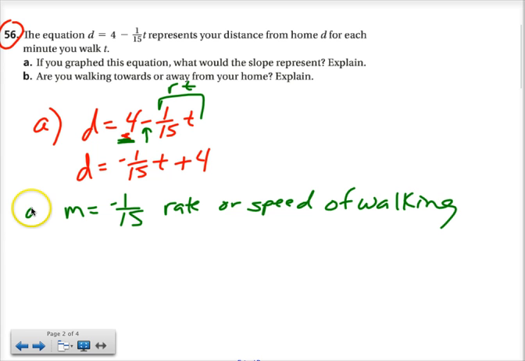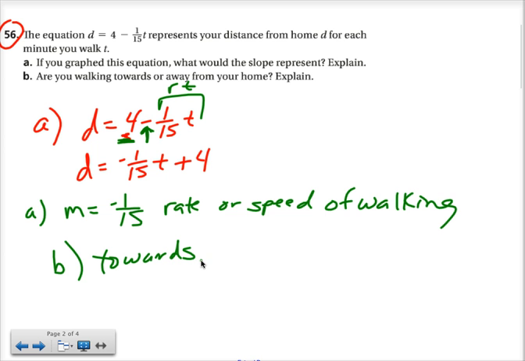And then for part B, it says, are you walking towards or away from your home? Well, remember, I already talked about that when I went through part A. I know I have to be walking towards home. Because of the subtraction in here, that indicates that I'm getting closer and closer to 0, that distance from home. So are you walking towards or away? Towards.